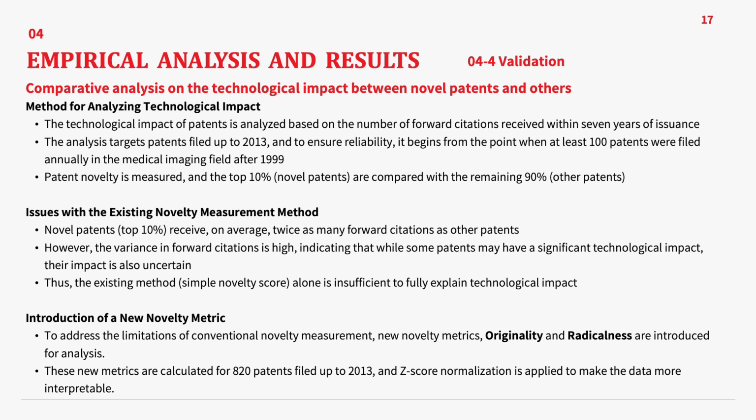Now let's discuss the issues with the existing novelty measurement method. Novel patents receive, on average, twice as many forward citations as other patents. However, the variance in forward citations is high, meaning that while some patents have a significant technological impact, others do not. This suggests that a simple novelty score alone is insufficient to fully explain technological impact. To address these limitations, new novelty indicators, originality and radicalness, were introduced for analysis. These new indicators were calculated for 820 patents filed up to 2013, and Z-score normalization was applied to improve interpretability.